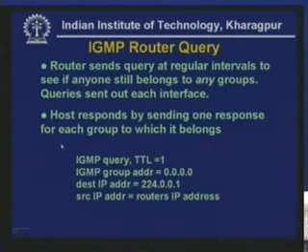And for a query, for a general query, group address is 0, destination IP address is naturally the broadcast, and source is the router's IP address. So the router sends a query at regular intervals to see if anyone still belongs to any groups. A query is sent out on each interface, and a host responds by sending one response for each group to which it belongs.